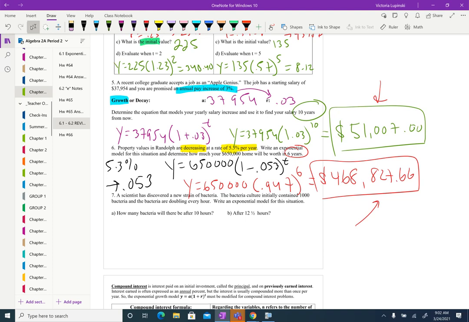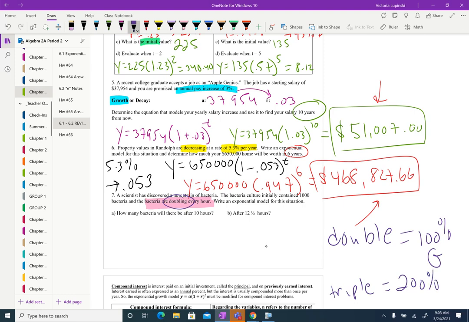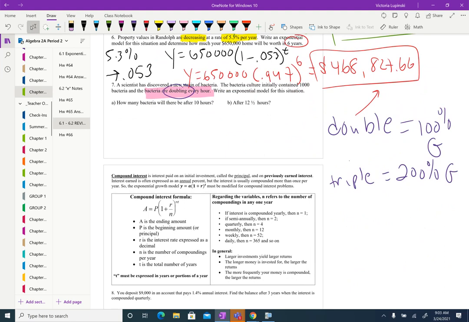Okay, something kind of special we haven't yet seen. Here in the last one for bacteria, they're telling you you have 1,000 bacteria and they are doubling every hour. We haven't seen that word doubling yet, but we might see it again. So here's what I want you to know. Anytime something is doubling, it's 100% growth. Anytime something is tripling, it's 200% growth. And the pattern would continue for quadruple and whatever.